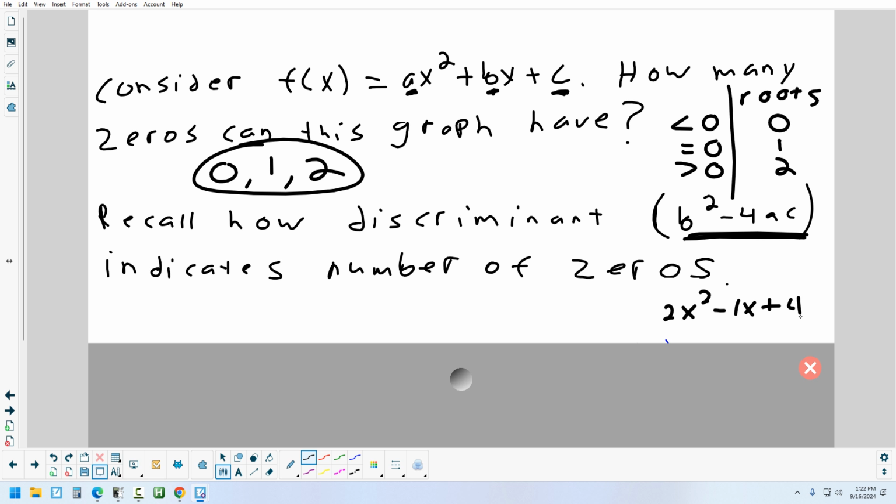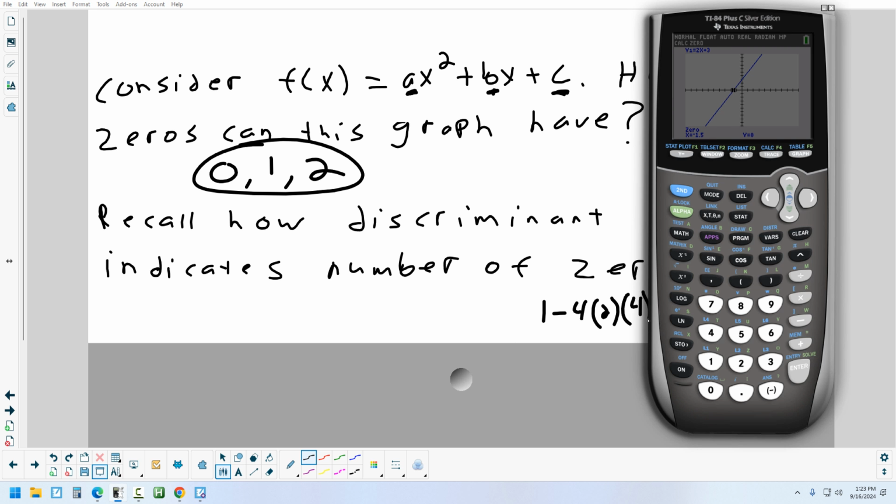So if I look at that one, b squared is 1, minus 4 times a. What's a in this case? 2. And what's c in this case? 4. 4 times 2 is 8. 8 times 4 is 32. What's 1 minus 32? Negative 31.